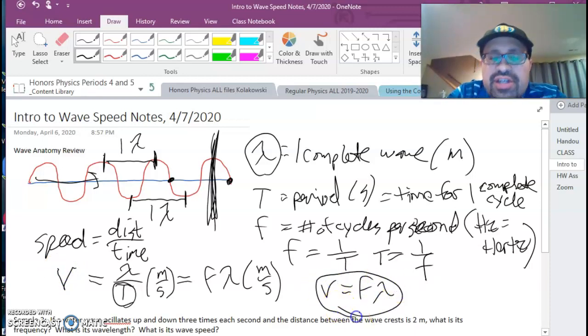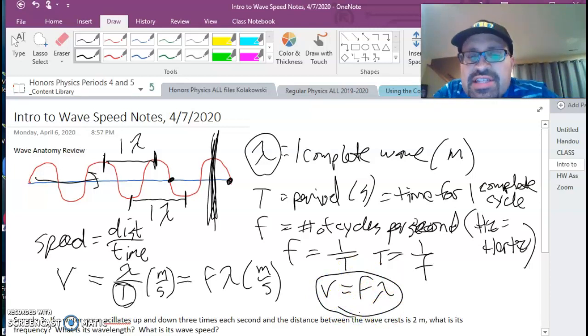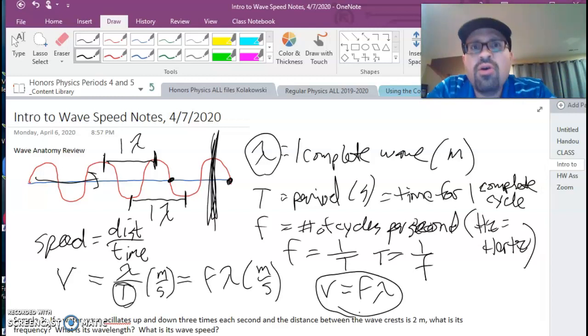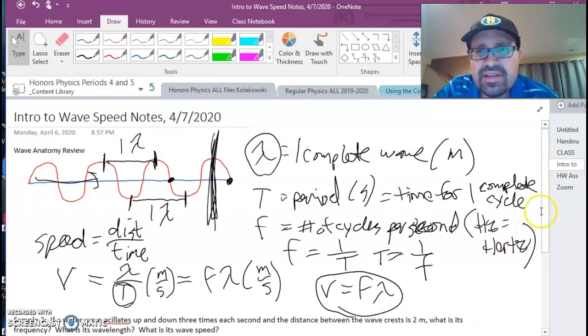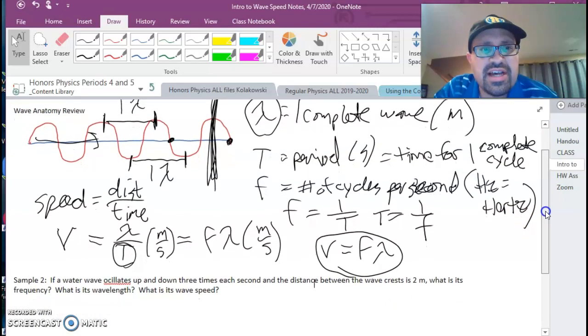Very important equation here in chapter 16. And we can use this for all sorts of situations. It doesn't have to be a transverse wave. It could be a longitudinal wave, in which case the wavelength would be defined as the distance from compression to compression or rarefaction to rarefaction. But we'll see if we can focus on that another time.